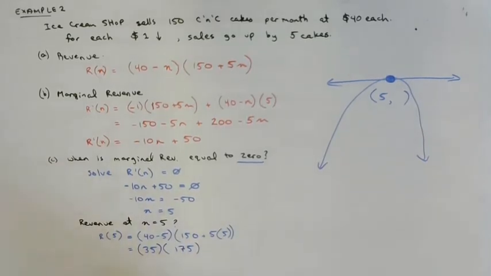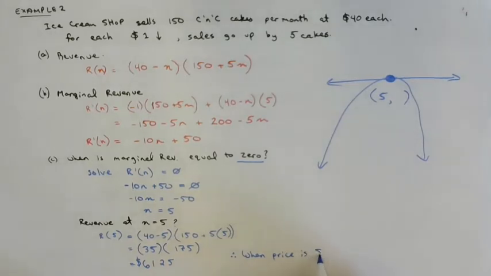So there's a lot of information there. If they drop it 5 times to $35, they're going to sell 175 cakes, and they're going to maximize their revenue, which is going to be $6,125. So when the price is $35, revenue is $6,125.